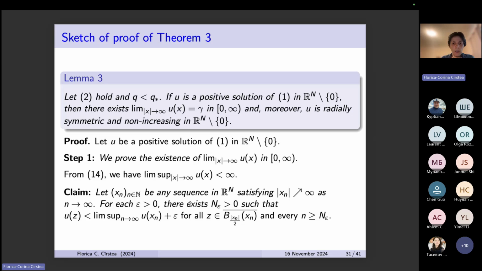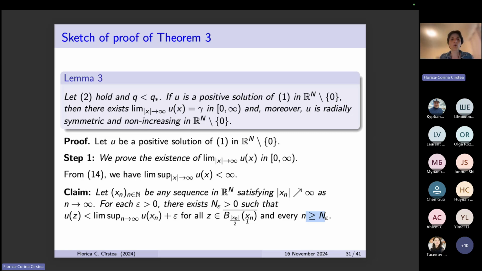The claim is the following: if you take any sequence xn with modulus of xn increasing to infinity, for each epsilon you can find n epsilon large, such that for every n greater than or equal to this n epsilon, the values of u are dominated by the limit superior of u plus epsilon for every z in the ball centered at xn with radius modulus xn over 2. Imagine this xn has the radius larger and larger.